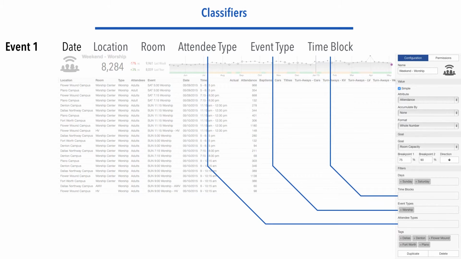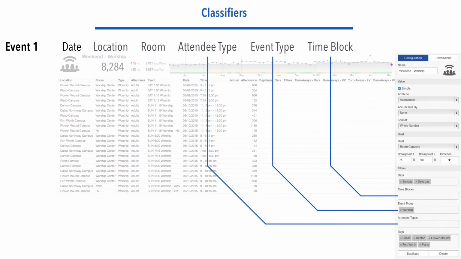So that's classifiers. The other thing we need to discuss is attributes. Filters determine which events get pulled from the database. Attributes are the bits of data that are added up or calculated to create the numbers shown in your metrics on your dashboards.